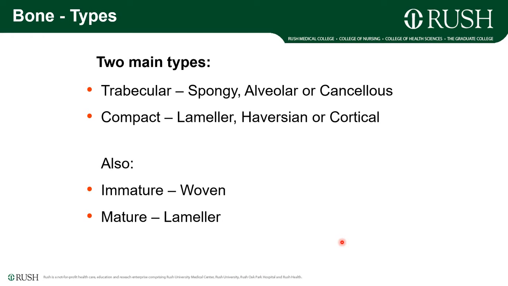Bone itself is classified as two main types. You can have bone which is referred to as trabecular bone, which is also sometimes known as spongy, alveolar, or cancellous bone, and the other type being the compact, which is mostly forming the midshaft of long bones, and it's also referred to as lamellar, resorption, or cortical bone. You can also classify them as immature or mature bone. The immature bone is also referred to as woven bone, and the mature referred to as lamellar bone.